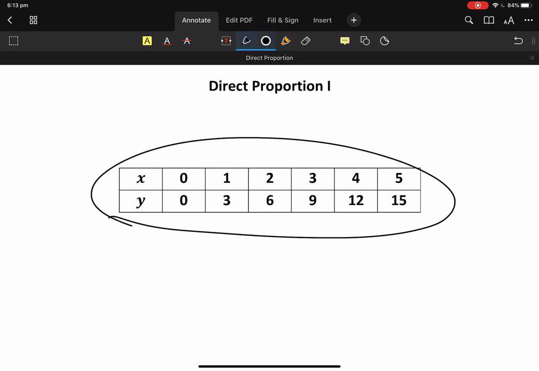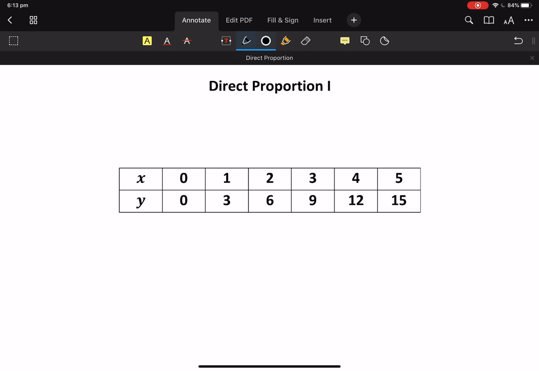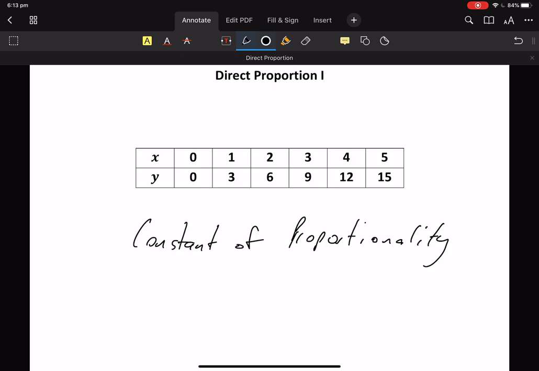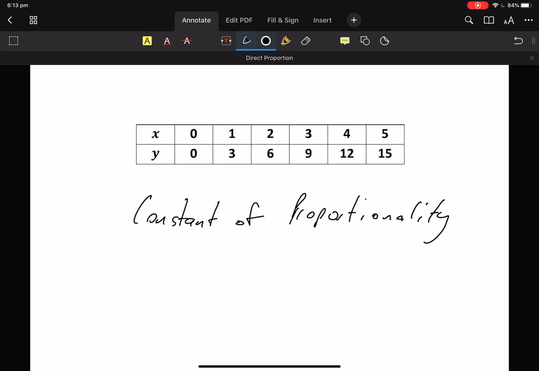So let's get into some direct proportion speak. What we need to find is what's called the constant of proportionality. That was harder than it should have been. Okay, constant of proportionality means what's happening to x to get to y.